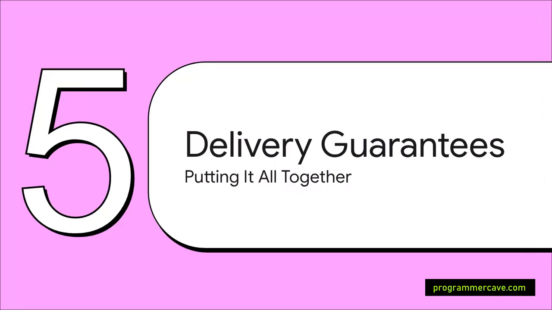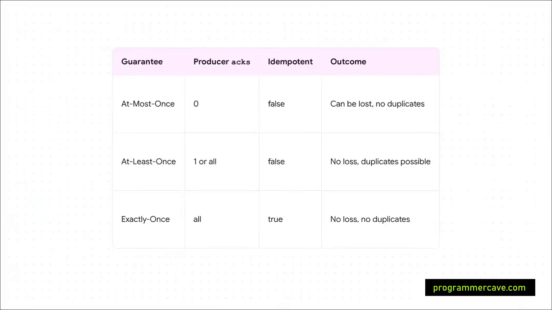All right, for our final section, let's tie everything together. We'll combine what we know about producers and consumers to really understand the specific delivery guarantees Kafka can give us. This table really sums it all up. You've got 3 main flavors. You can aim for at most once delivery by setting acks equals 0. That's your speed over safety choice.